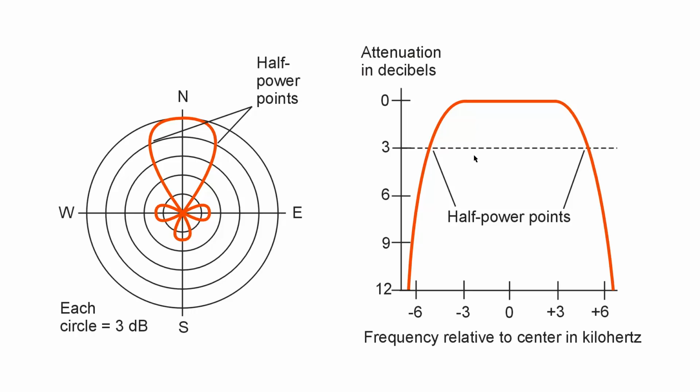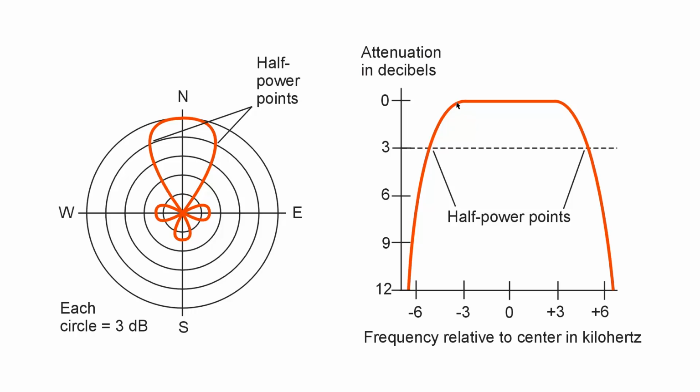Half power points means minus 3 decibels. That means exactly half as much power, 50%. A 2-to-1 power ratio represents a 3 decibel increase or decrease. So if you go 3 decibels down, then that is an attenuation of 3 decibels. That means you're at half the power level that you were at 0 decibels.